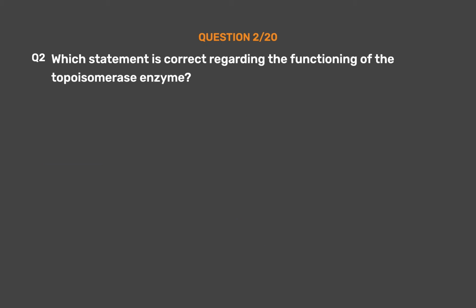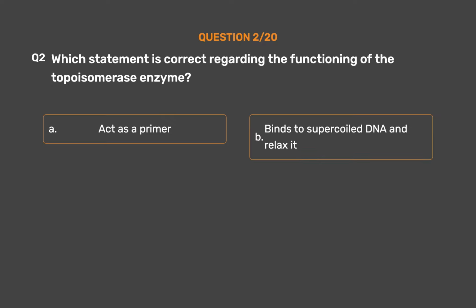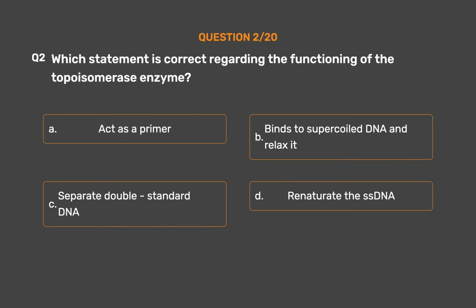Question number 2. Which statement is correct regarding the functioning of the topoisomerase enzyme? Option A. Act as a primer. Option B. Binds to supercoiled DNA and relax it. Option C. Separate double stranded DNA. Option D. Renaturate the DNA. The correct answer is Option B. Binds to supercoiled DNA and relax it.